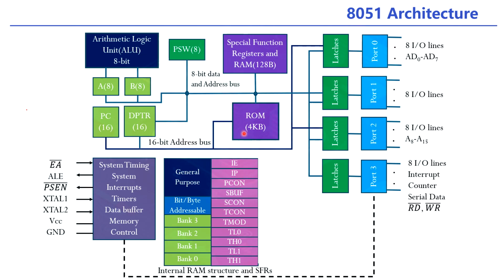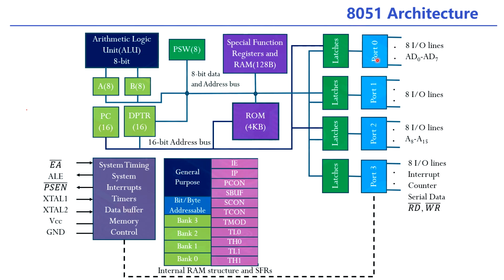And the ROM is non-volatile memory. That's why we use it for your program as well as some permanent data. So this is about the program memory of the 8051 microcontroller, which is available internally at 4 kilobytes. Then coming to ports, we have 4 IO ports. They are named port 0, port 1, port 2, and port 3.